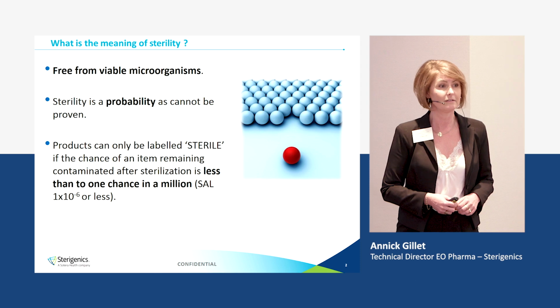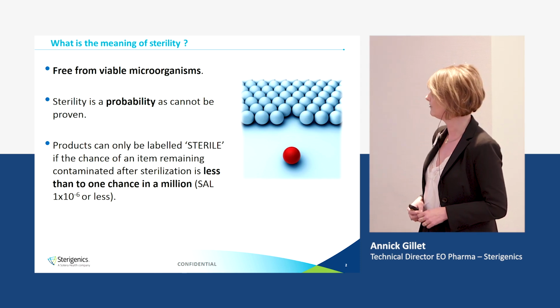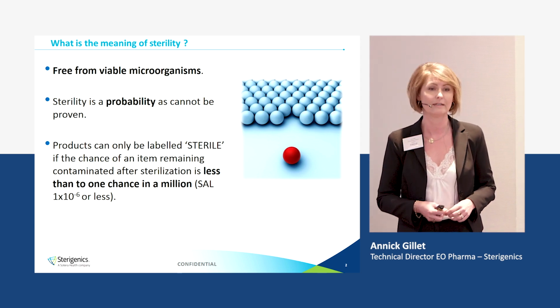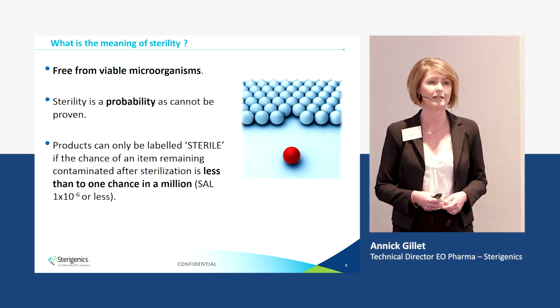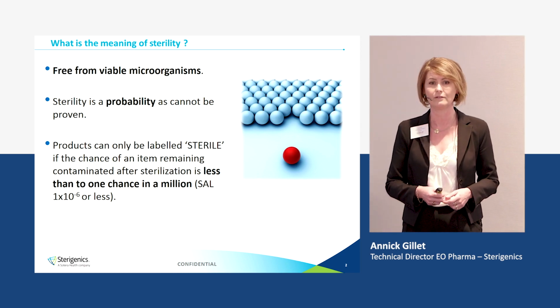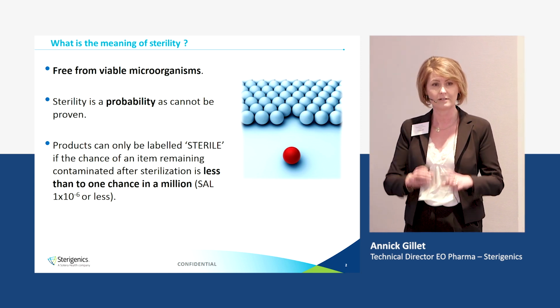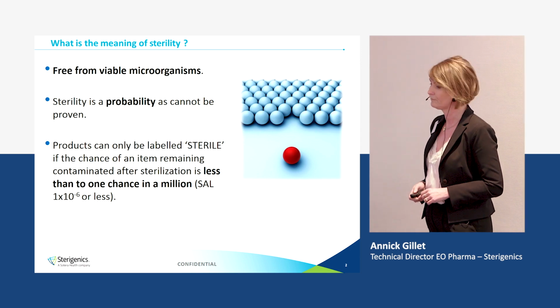And it's even described that way in the regulation. A sterile product is in fact a product for which you can claim that you have less than 1 chance in a population of 1 million of having an unsterile product. That's really the definition when you see sterile on the label. That's the meaning of that.